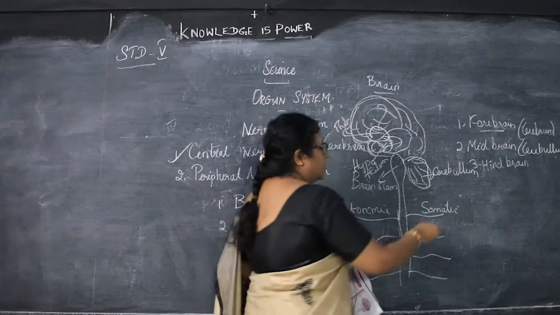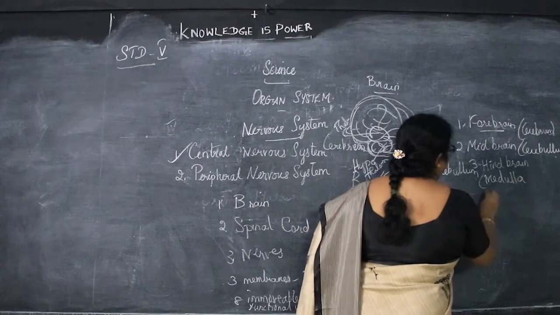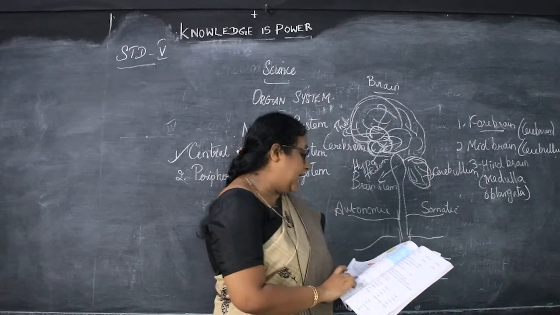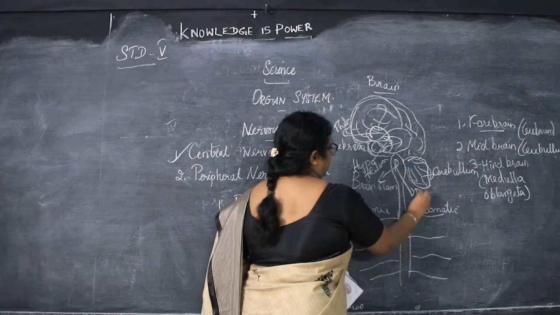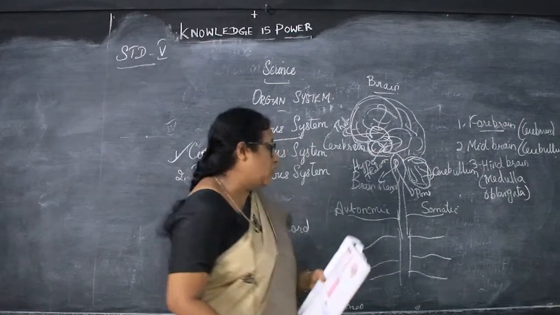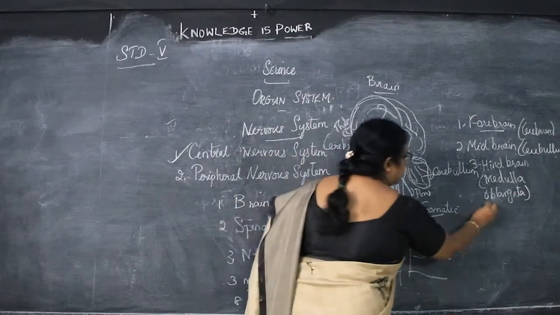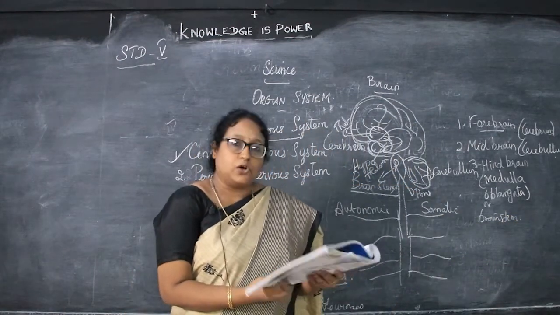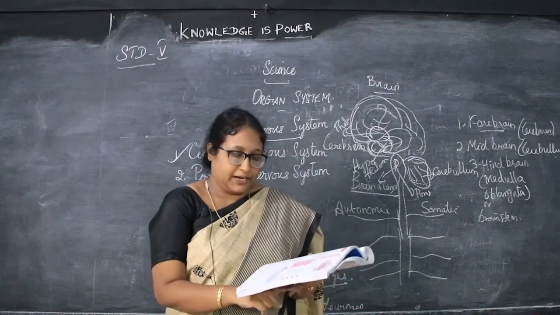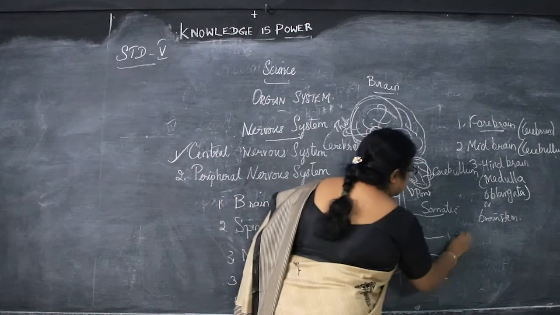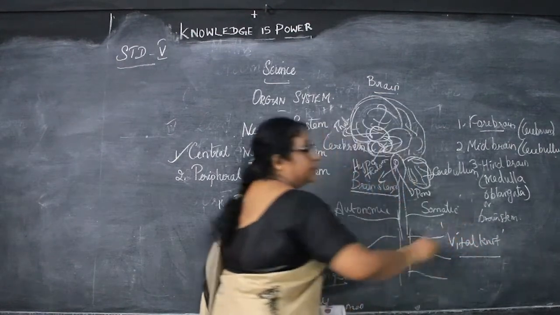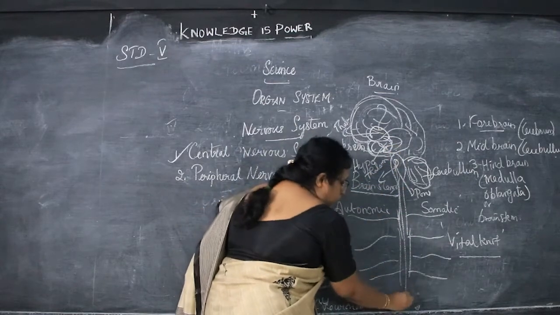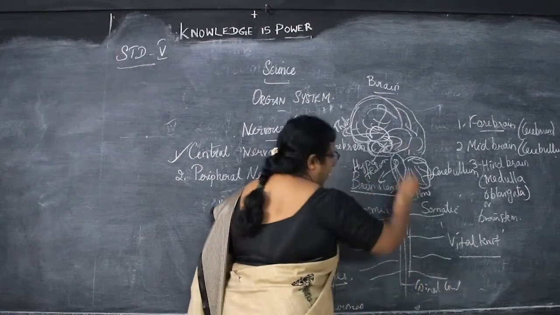Next we will go to the hindbrain. The hindbrain comprises the pons and the medulla oblongata. It is also called the brain stem. The medulla oblongata is called the vital knot because it controls breathing, heartbeat and the involuntary muscles, and it connects the brain to the spinal cord.